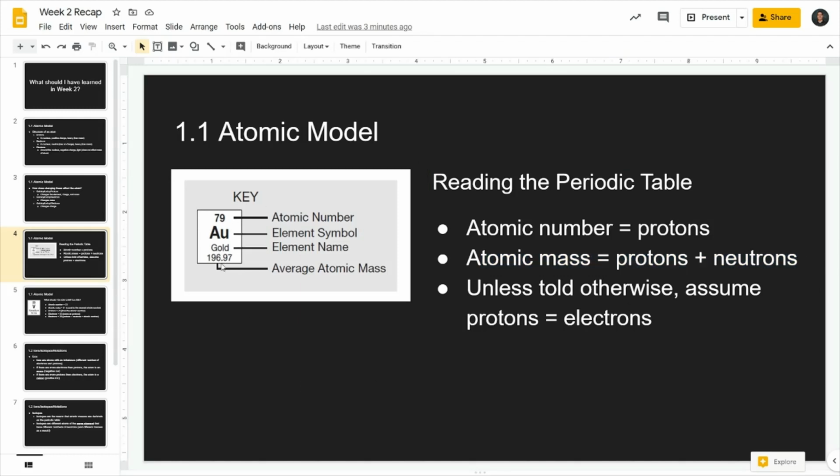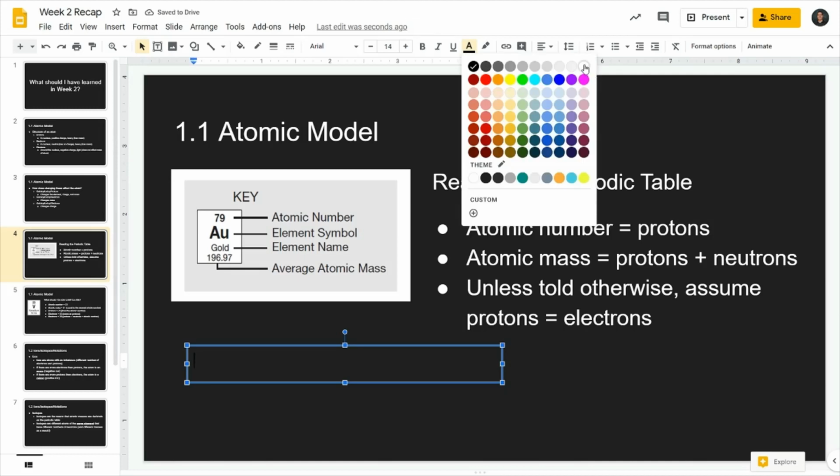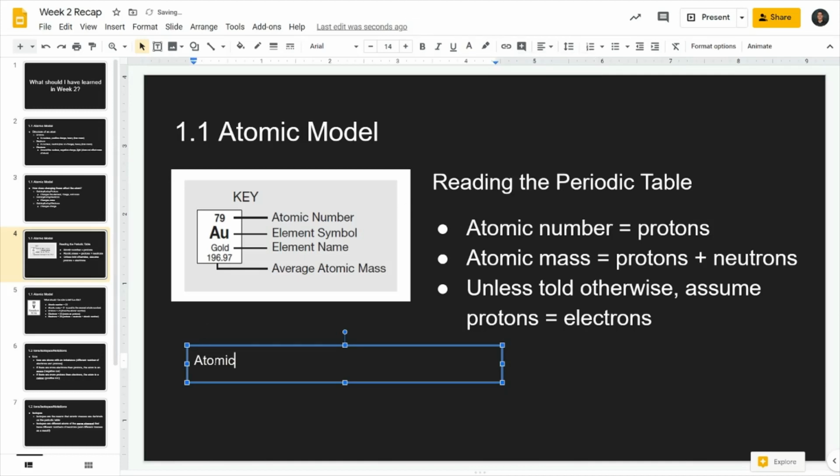So here, if I wanted to figure out how many neutrons gold has, I would write it like this. The atomic mass equals protons plus neutrons. So the atomic mass for gold is 197. That is going to equal the number of protons, which we said was 79, plus the number of neutrons.